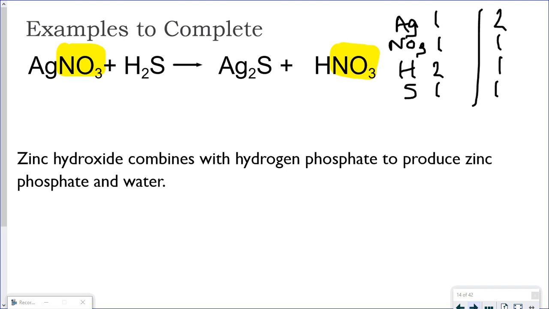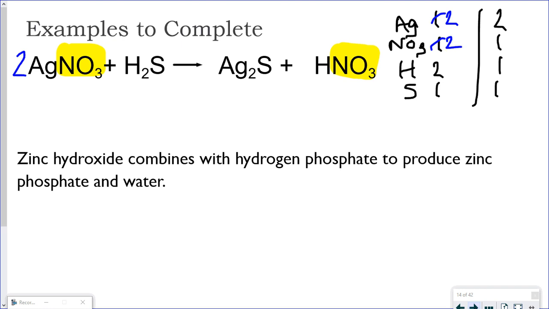So pick anywhere to start. I tend to start at the top. So I'm going to go with silver first. So in order to make my silvers equal, I need to multiply by 2 on my reactant side. That gives me 2 silvers. That also gives me 2 nitrates.